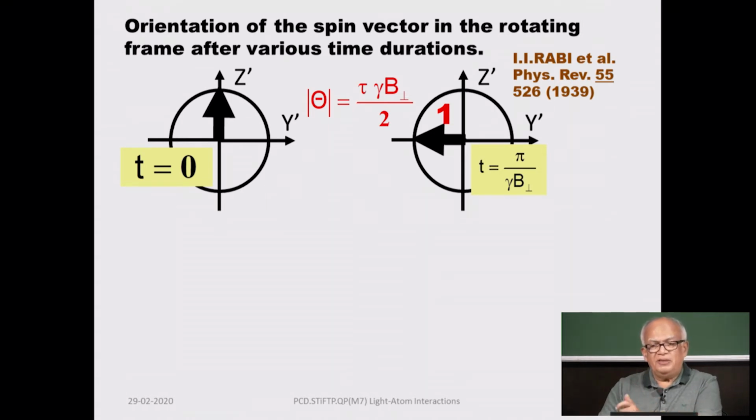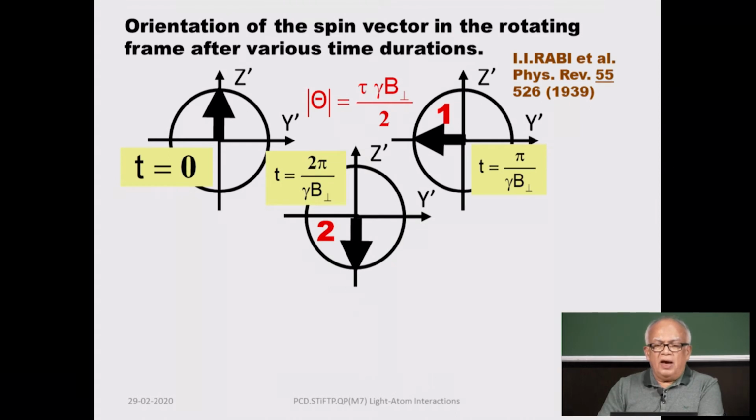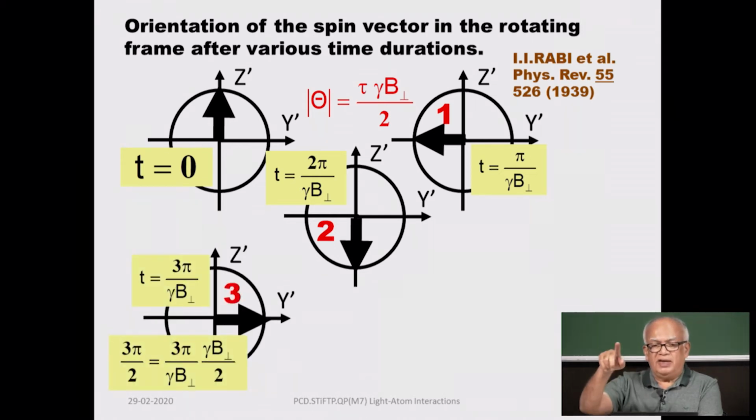If you want to flip it, then you have to apply this for 2 pi by gamma b perpendicular. If you want to take it 3/4 of the cycle, then it will be 3 pi by gamma b perpendicular, right. Okay. So, all you have to do is to multiply that time interval by gamma b by 2 and see how much angle it changes through.